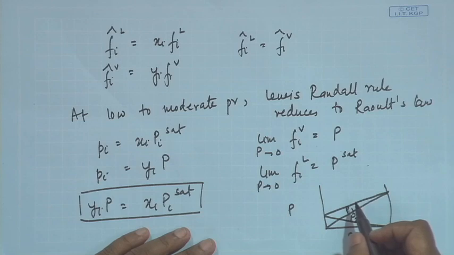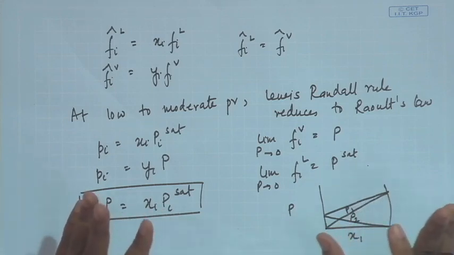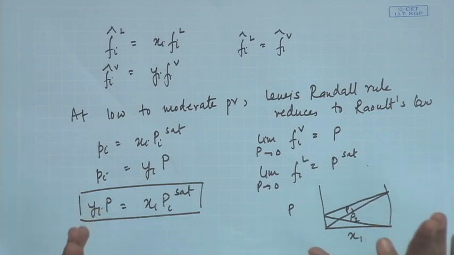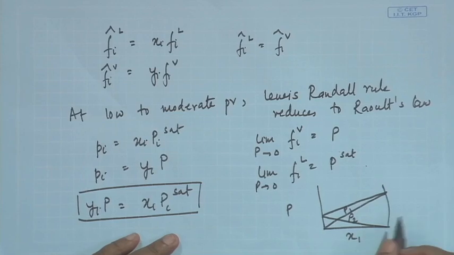It is important to remember that when we are plotting these phase diagrams, we are always plotting the mole fraction of the more volatile component on the x axis. It can be the mole fraction of the more volatile component in the liquid phase or in the vapor phase, but just by convention we maintain the practice that we will be plotting the more volatile component composition on the x axis.